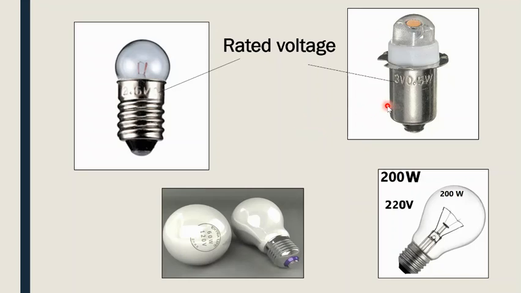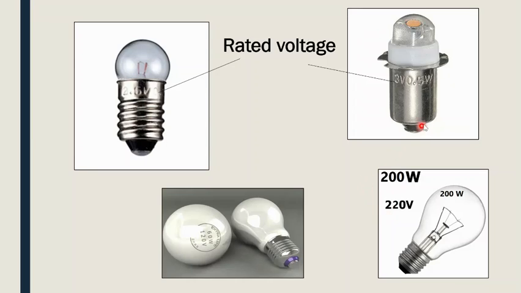For example, for this lamp to function normally, you have to connect it to a dry cell of 3 volts. For this lamp to function normally, you have to connect it to the voltage of the mains in your houses, which is 220 volts. If you connect this lamp with a voltage less than 220 volts, it will not function normally, and its brightness will be less.